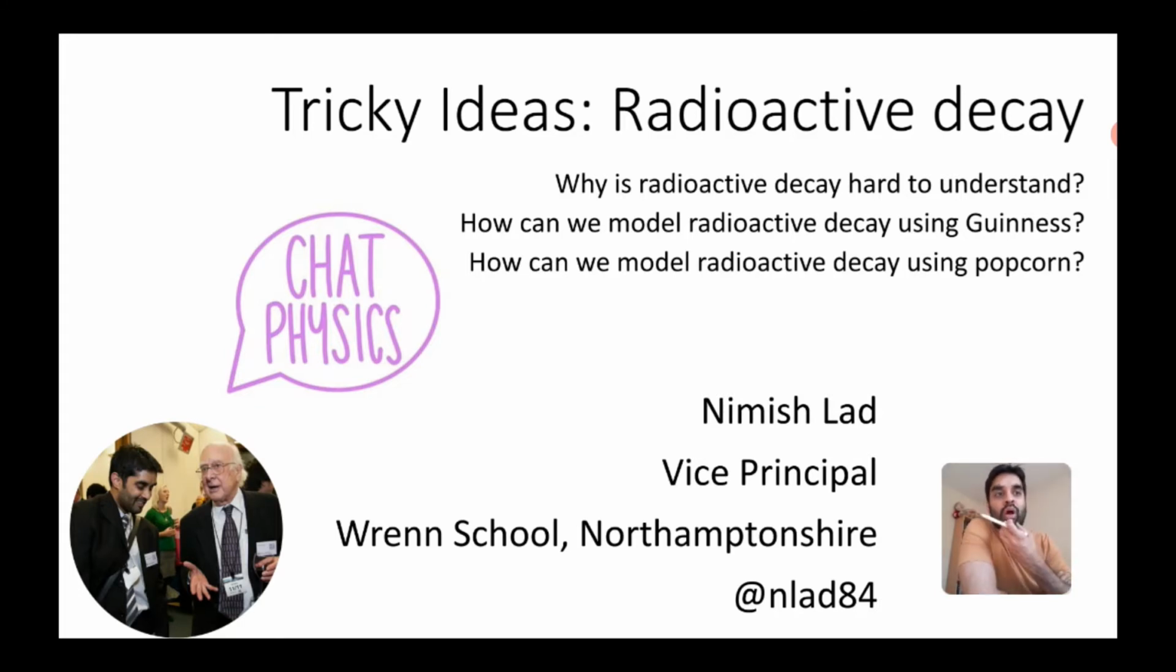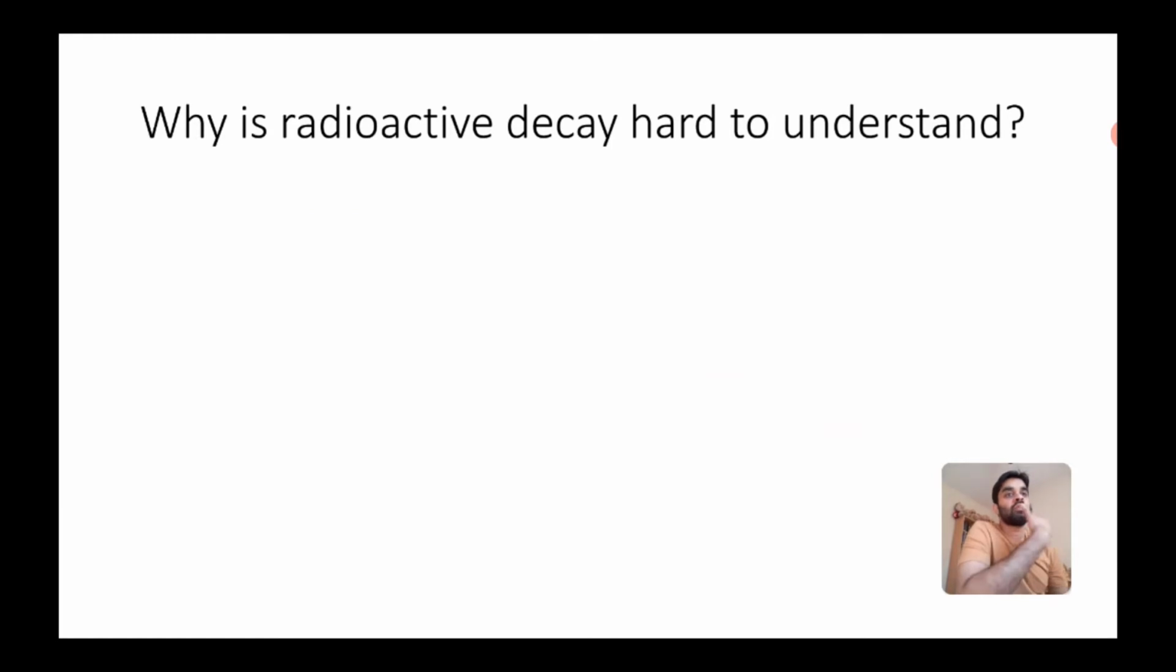So I'm going to talk about why radioactive decay is so hard for students to understand, and actually for many teachers to understand what's going on, and how we can use the idea of Guinness to model it, and how we can use the idea of popcorn to model it as well. So why actually is radioactive decay so hard to understand?